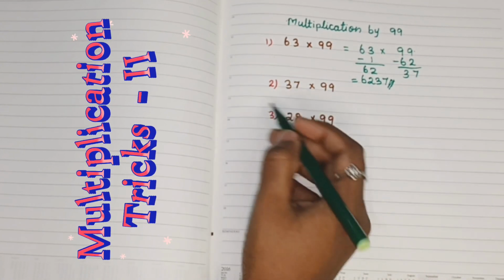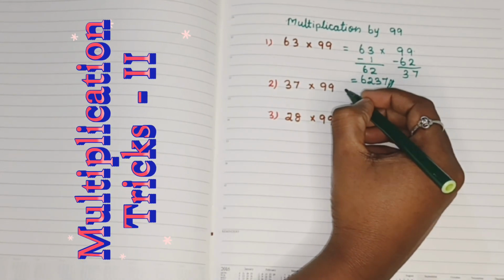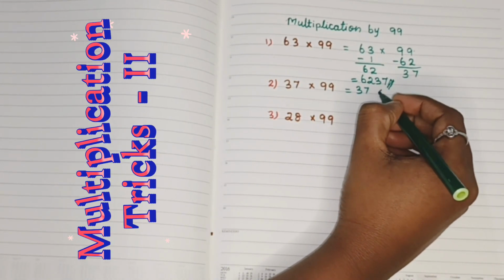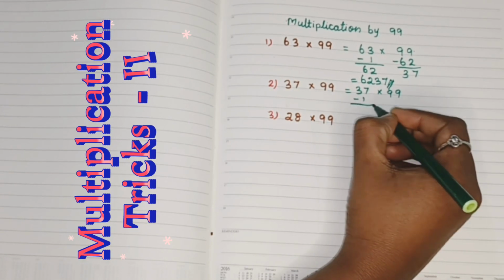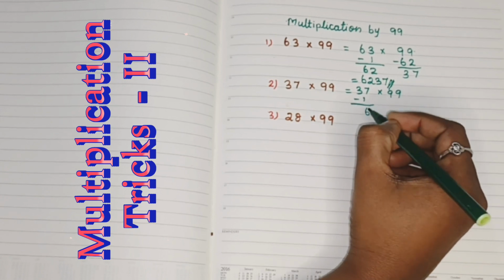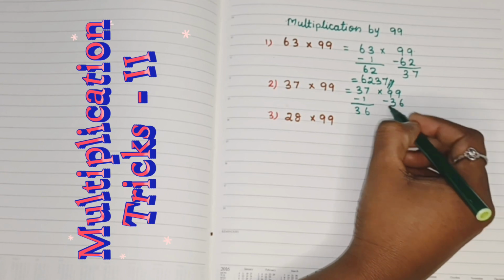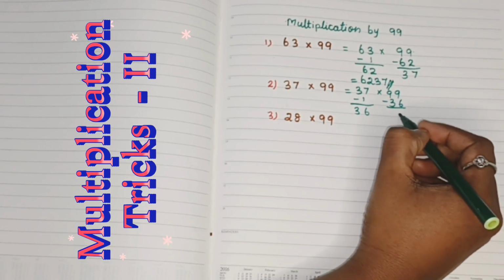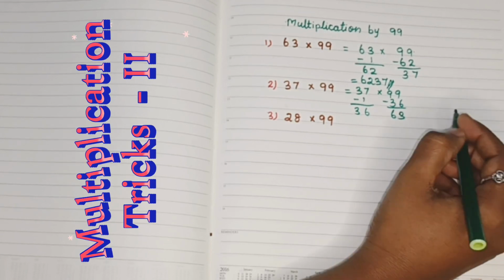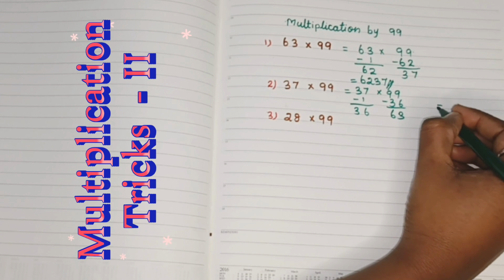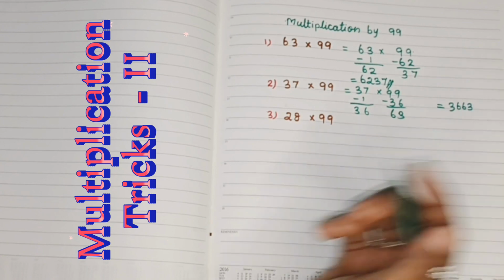Okay. And then 37 into 99. Here we are having 37 into 99. First subtract minus 1. 7 minus 1 is 6. 3. Then subtract 36. So 9 minus 6 is 3. 9 minus 3 is 6. So the answer is 3,663. This is the answer.